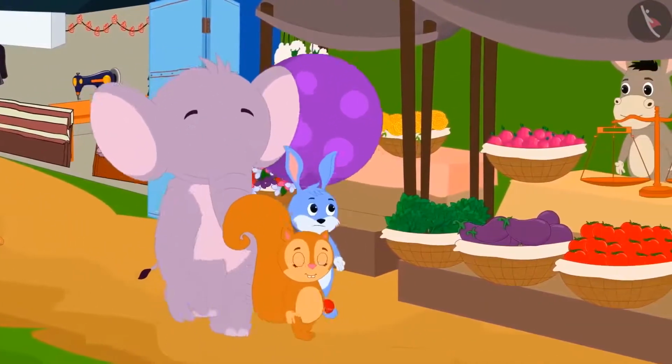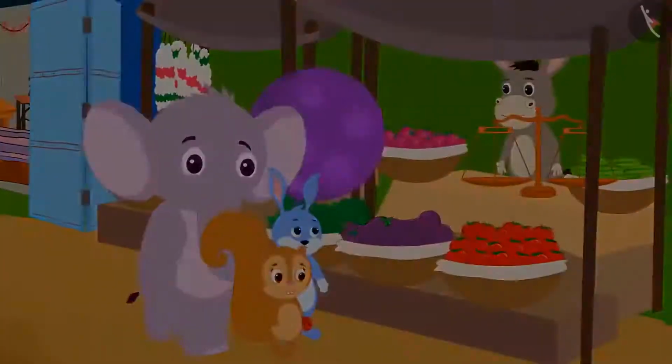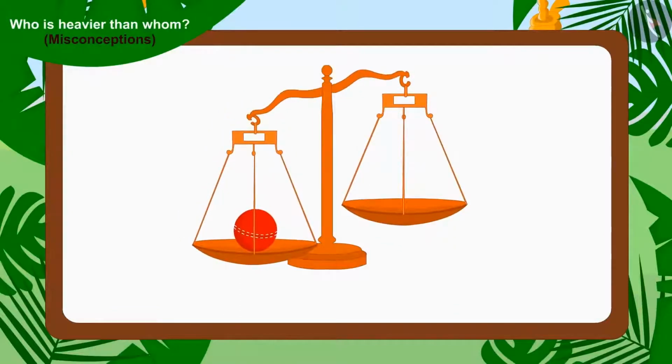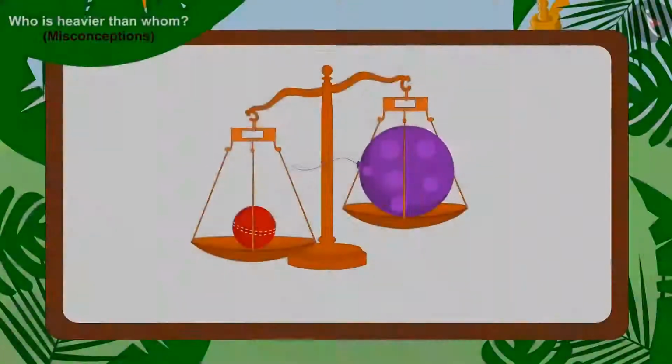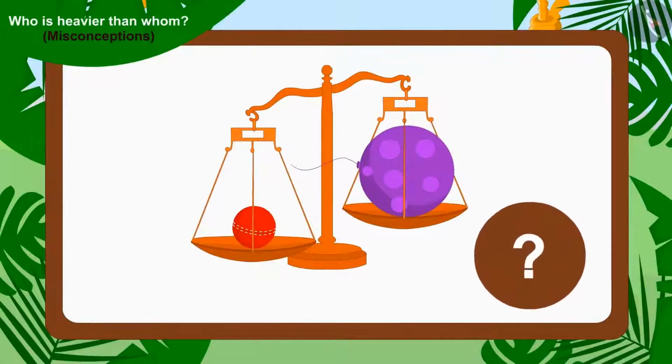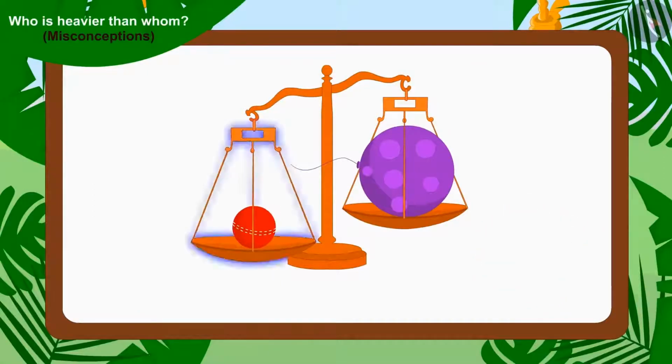The trio immediately reached Bhola's vegetable stall. There, Chanda placed her cricket ball in a plate of Bhola's scales and Appu's balloon on the other plate. Children, can you tell whose toy is heavier? Yes, the plate that contains Chanda's cricket ball has tipped downwards. This means Chanda's cricket ball is heavier than Appu's balloon.